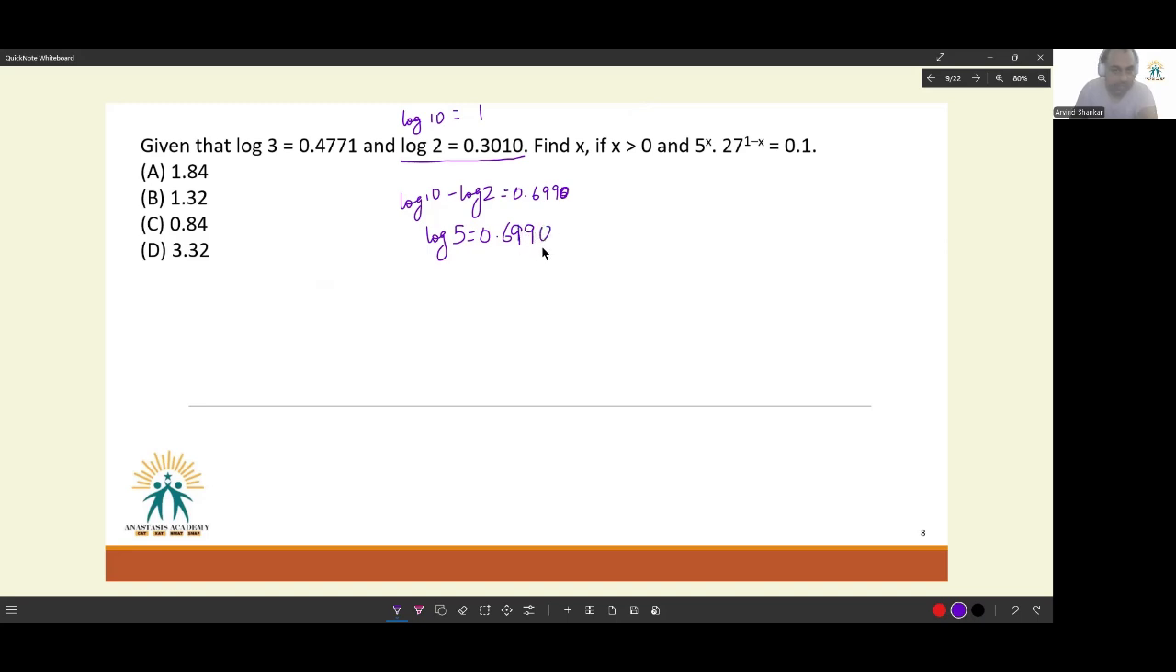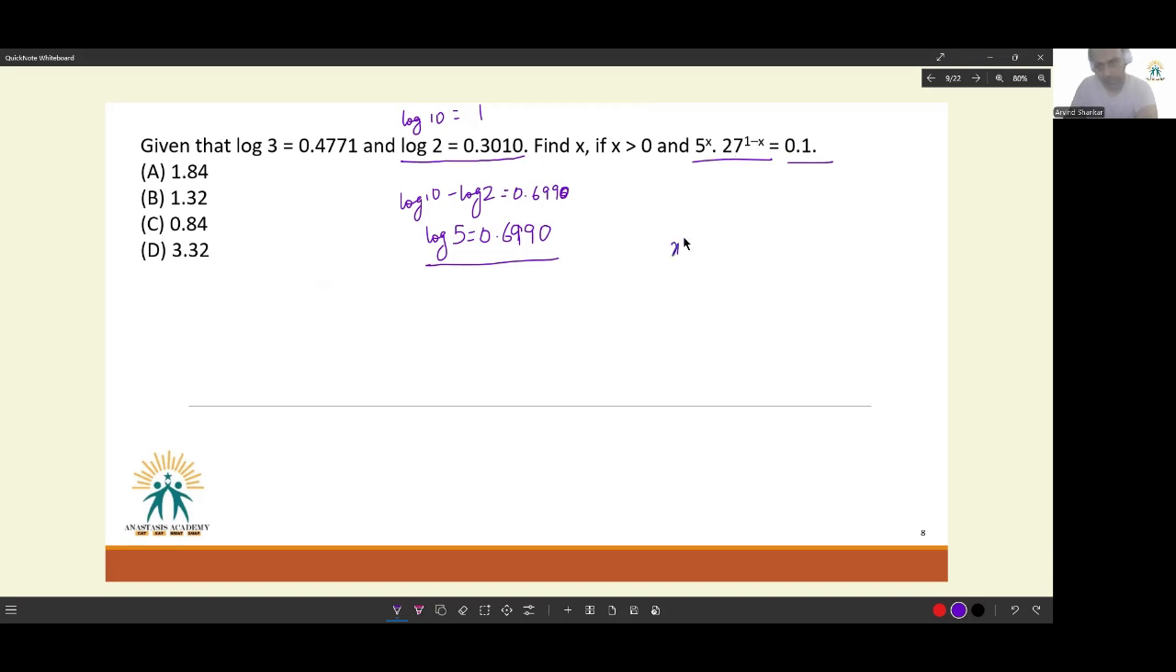And log 10 minus log 2 is as good as log 5 is equal to 0.6990. I also have this habit of writing down this fourth 0 because if I don't, I end up making mistakes. I don't know if that is the case with you, but if it is, write down this fourth 0 for log 2 and log 5. The scope for error will go down. What this enables us to do is, now I can take a log on both sides.